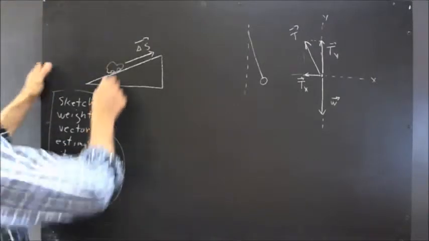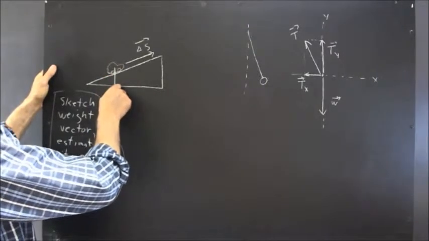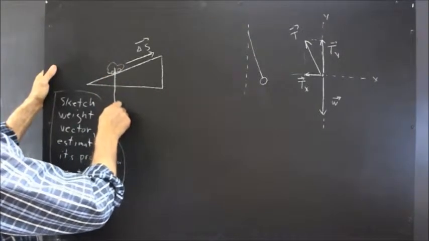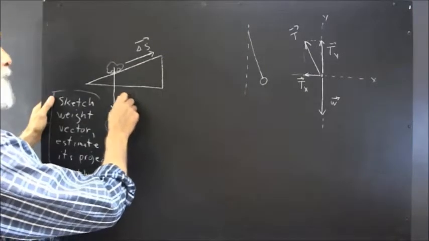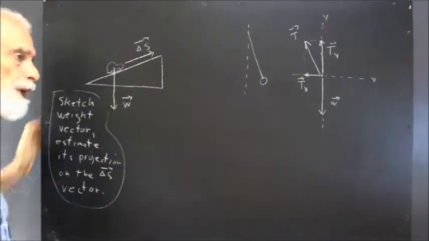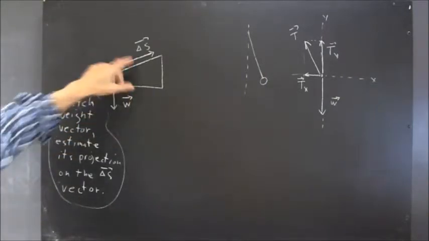Okay, you should have paused the video by now and done that. Now, you don't know how long to draw the weight vector. Let's just draw it at some reasonable length. Okay, so here's the weight vector, lowercase w. Now we want to project the weight vector onto delta S.